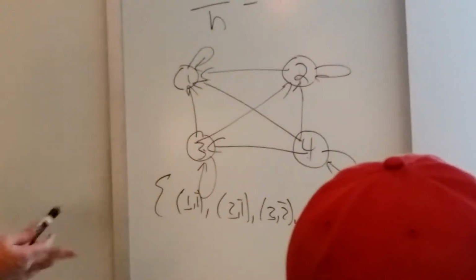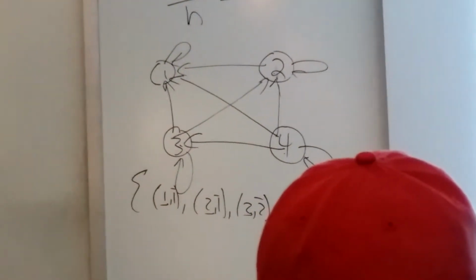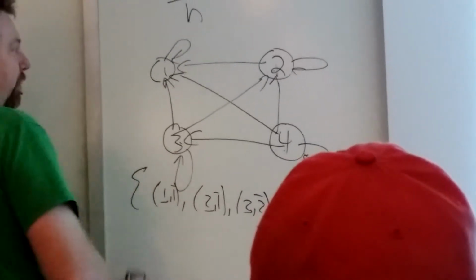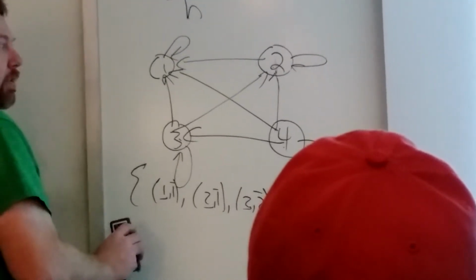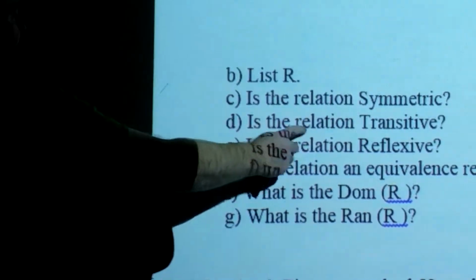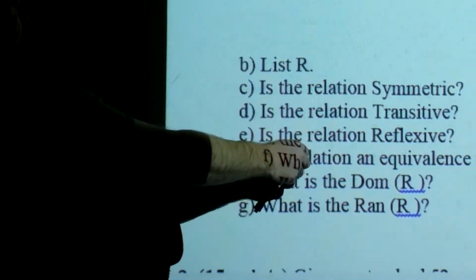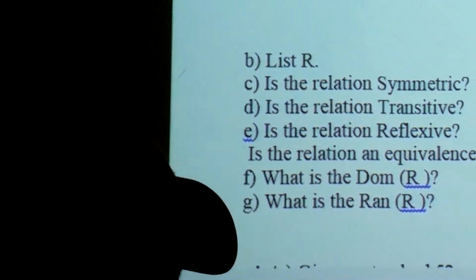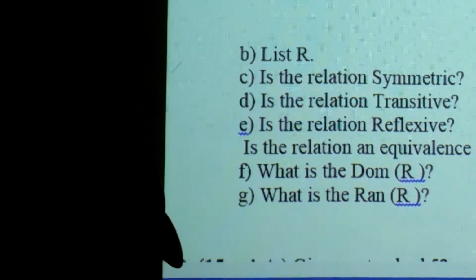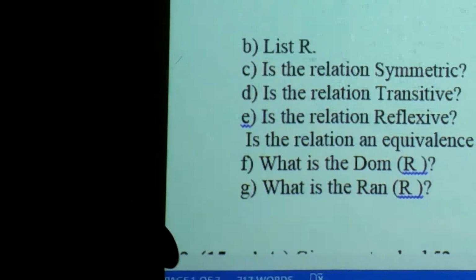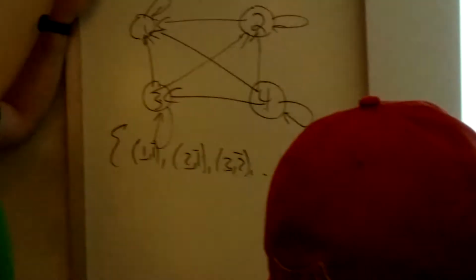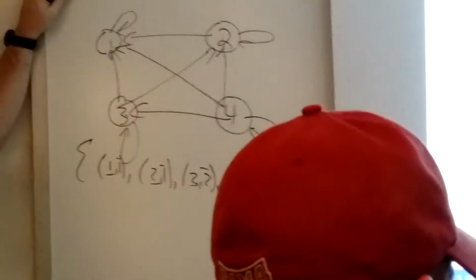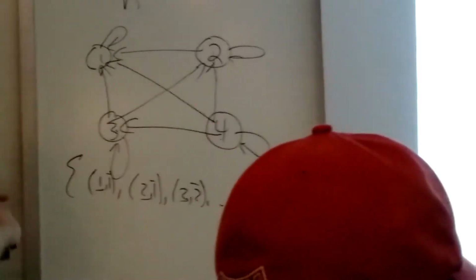And the domain is what's pointing to something. The domain is 1, 2, 3, 4, and the range is 1, 2, 3, 4. Here's a question. So this is not transitive? It is transitive, yes. It is reflexive, yes, and then it's not symmetric. To be symmetric, you would have to have, like on the 2, 1, have 1 pointing to 2, and then like 2 pointing back to 3. Yeah, that kind of deal.